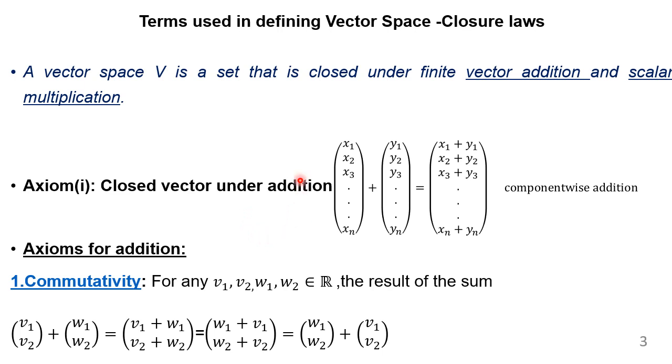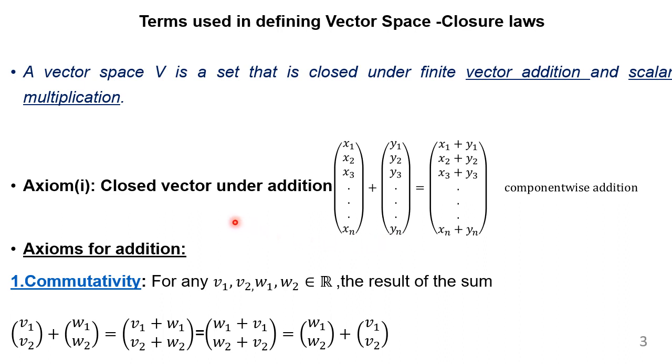We have two vector spaces. One is X, and the elements x1, x2, x3 up to xn are the vectors. The second vector space is Y, and the vectors are y1, y2, y3 up to yn. When I add these two vector spaces, I am going to get a third vector space, that is x1 plus y1, x2 plus y2, up to xn plus yn. That is component wise addition.